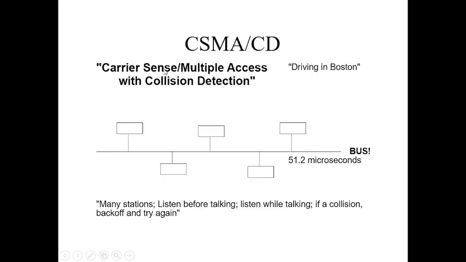What is CSMA/CD? Carrier sense multiple access with collision detection. This is the bus cable, with a slot time of 51.2 microseconds. Many stations listen before talking and listen while talking. If there is a collision, back off and try again. This is the carrier sense in CSMA/CD.